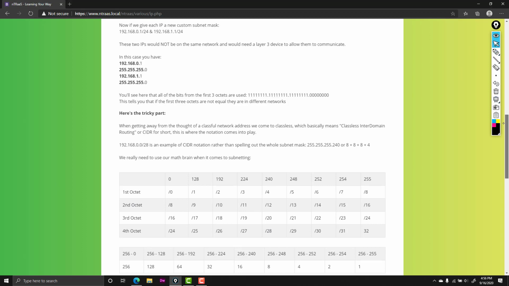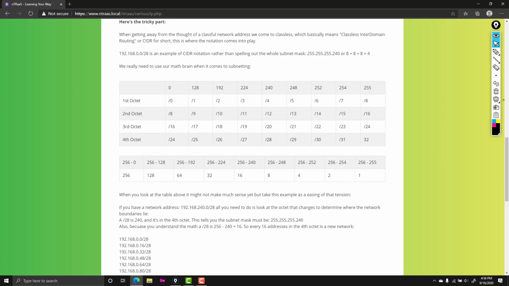On to more of a tricky part when we talk about advanced subnetting. In getting away from this thought of classful network addresses, we come to what's called classless. We talked about CIDR before. Classless interdomain routing is where this notation comes into play, and you have to be aware of the bit counting within a subnet mask. As an example here, we have 192.168.0.0, however, it is a /28. This is an example of CIDR notation rather than spelling it out.